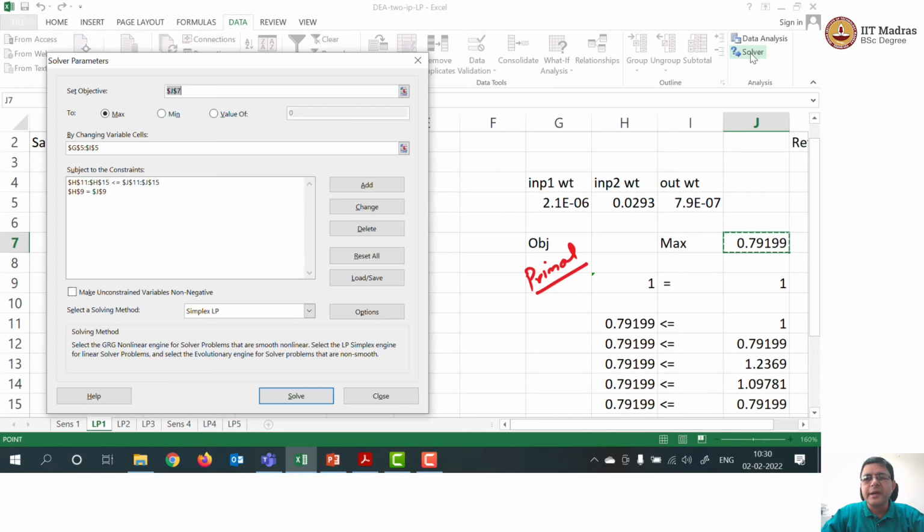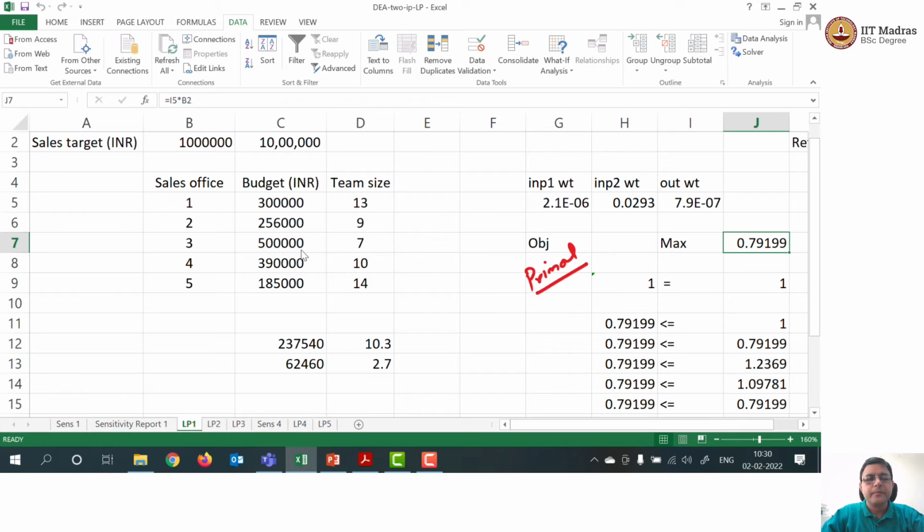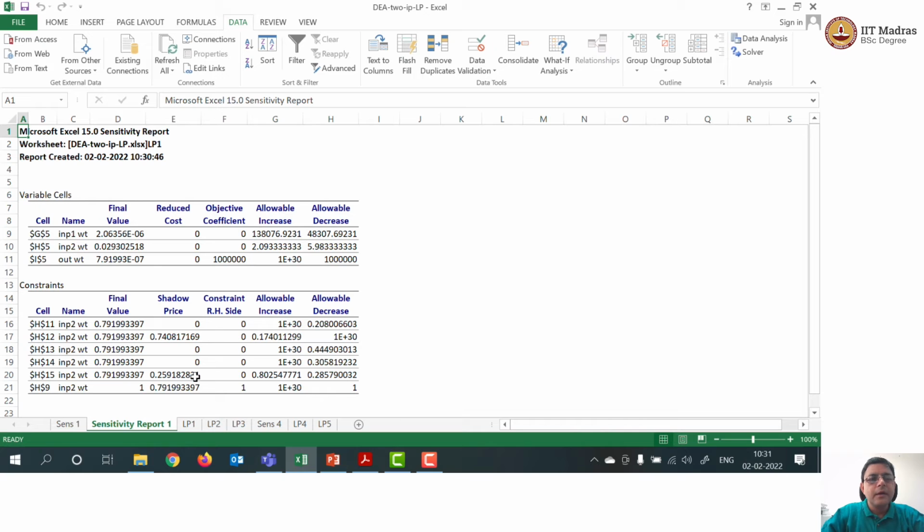I have already solved this problem, right? So this problem should already be there, already formulated. Now if I hit the solve button, I will ask for the sensitivity report. And hit OK. Let me do that. The sensitivity report will get published by Excel. So Excel publishes the sensitivity report on demand. It is not auto-generated. We have to ask for it. Okay, what do I understand from this sensitivity report?